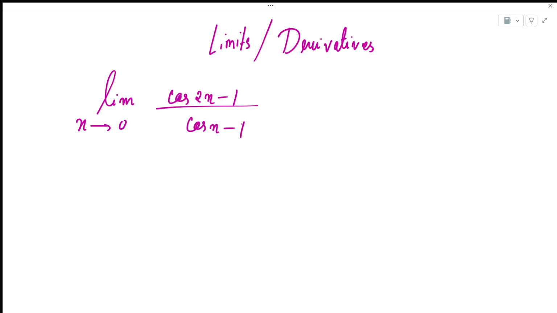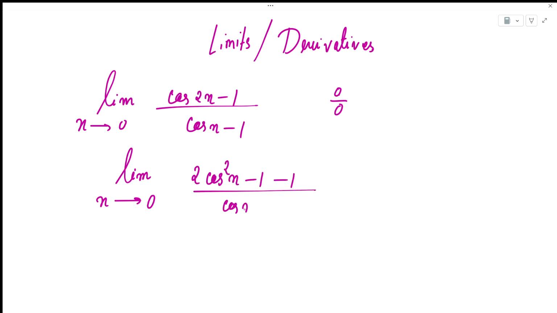Yeah, so if you plug in the value of x over here, we get cos 0, which is 1. So 1 minus 1 is 0, and on the bottom also we get 0. So this limit is of the form 0 upon 0. So what do I do over here? I'll apply the trigonometric formula. What is cos 2x? It can be written as 2 cos square x minus 1, and again minus 1, and this is cos x minus 1.